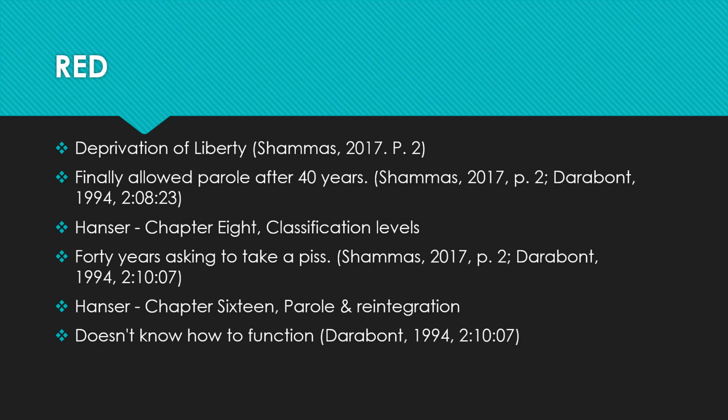The second scene that I chose that relates to the deprivation of liberty is when Red states that for 40 years he felt the need to ask permission to take a piss. Darabont, 1994, timestamp 2 hours, 10 minutes, and 7 seconds. I related this to Chapter 16 because it talks about how prisons have a re-entry service to prepare offenders for release. Hanser, 2020, page 467.